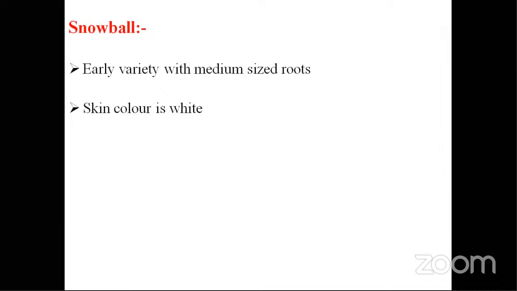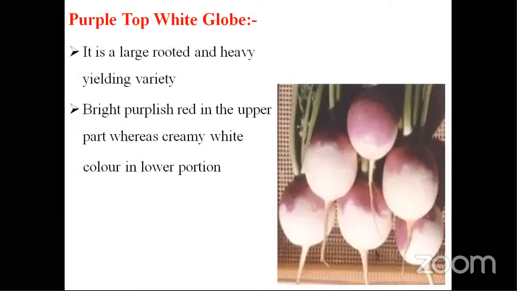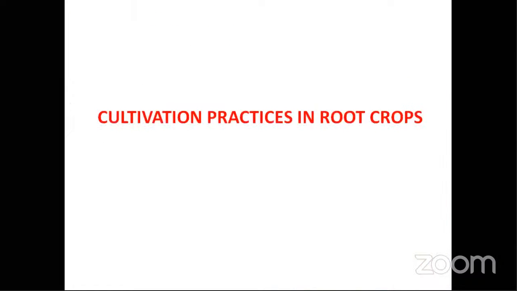Nextly, snowball, that is an early variety with medium sized roots. Skin color is white, right? The name says snowball. It is white in color. Purple top white globe: the name says globe, so it's a globular shaped root. The name itself says purple top, so it has the top portion purplish red in color and the lower portion white in color.